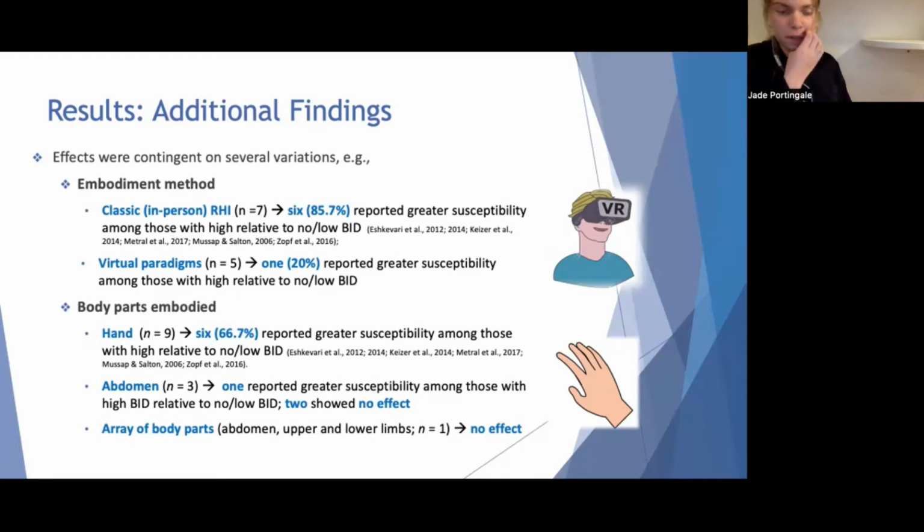Varying levels of the body were also used to induce embodiment. Among the 9 studies that involved the hand, the majority, nearly 67%, reported greater susceptibility to embodiment among those with high relative to low or no body image disturbance. Comparatively, almost all of the remaining studies that engaged the abdomen or an array of body parts reported no significant effect of body image disturbance on embodiment.